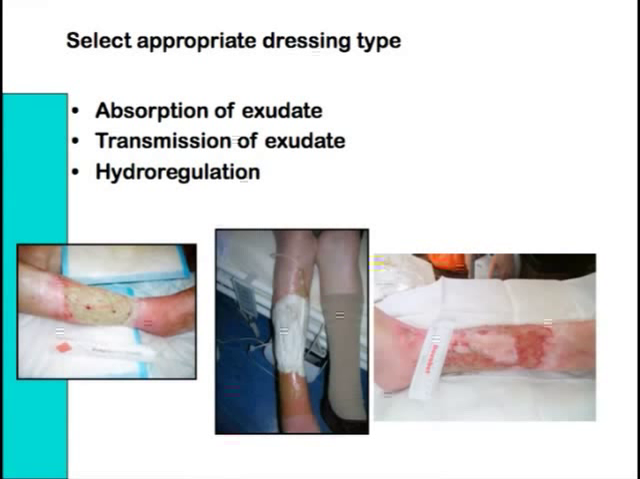We need to think about what do we need them to absorb, how do we want them to transmit things, and how are we going to maintain our hydroregulation or balance at the wound itself. And these are particular challenges with lots of dressings under compression bandaging, but the challenge remains, and it's one that we need to try and solve for our patients.